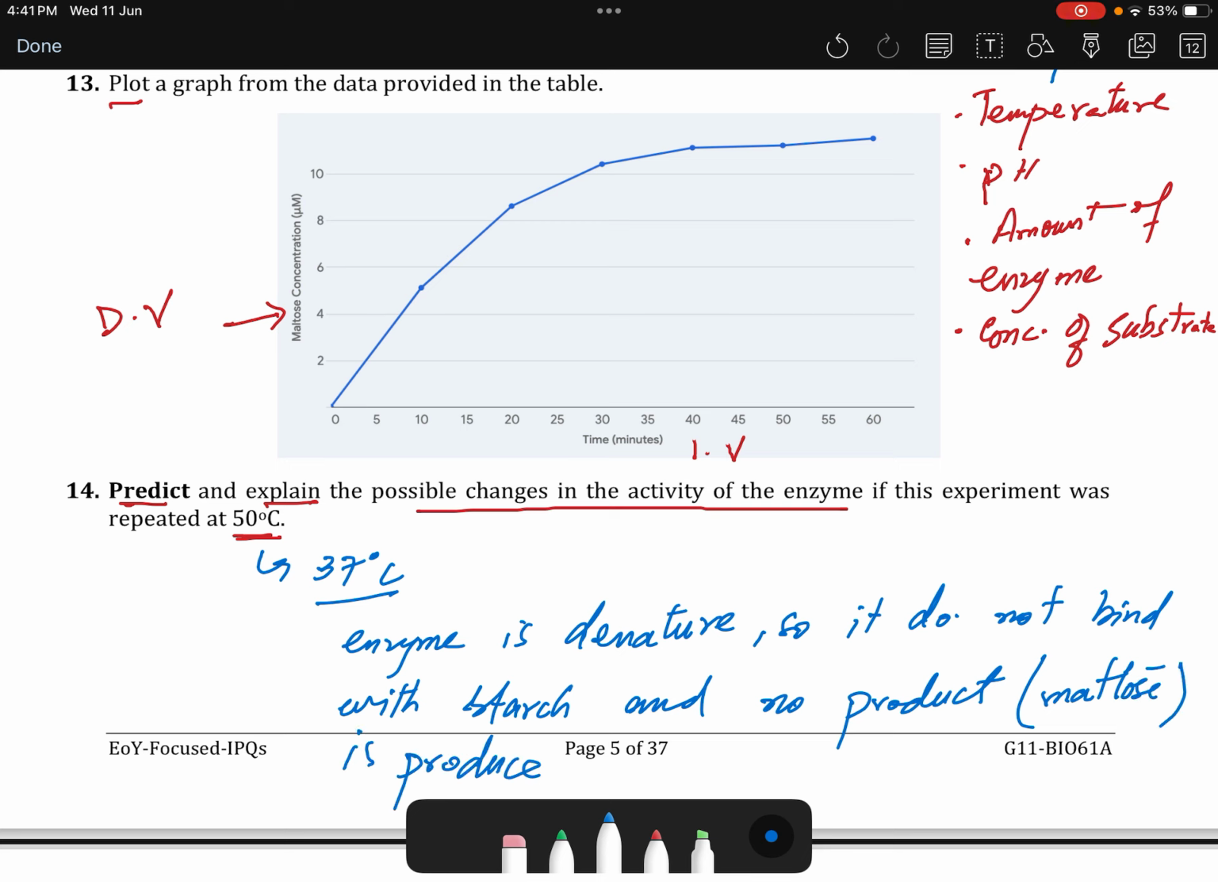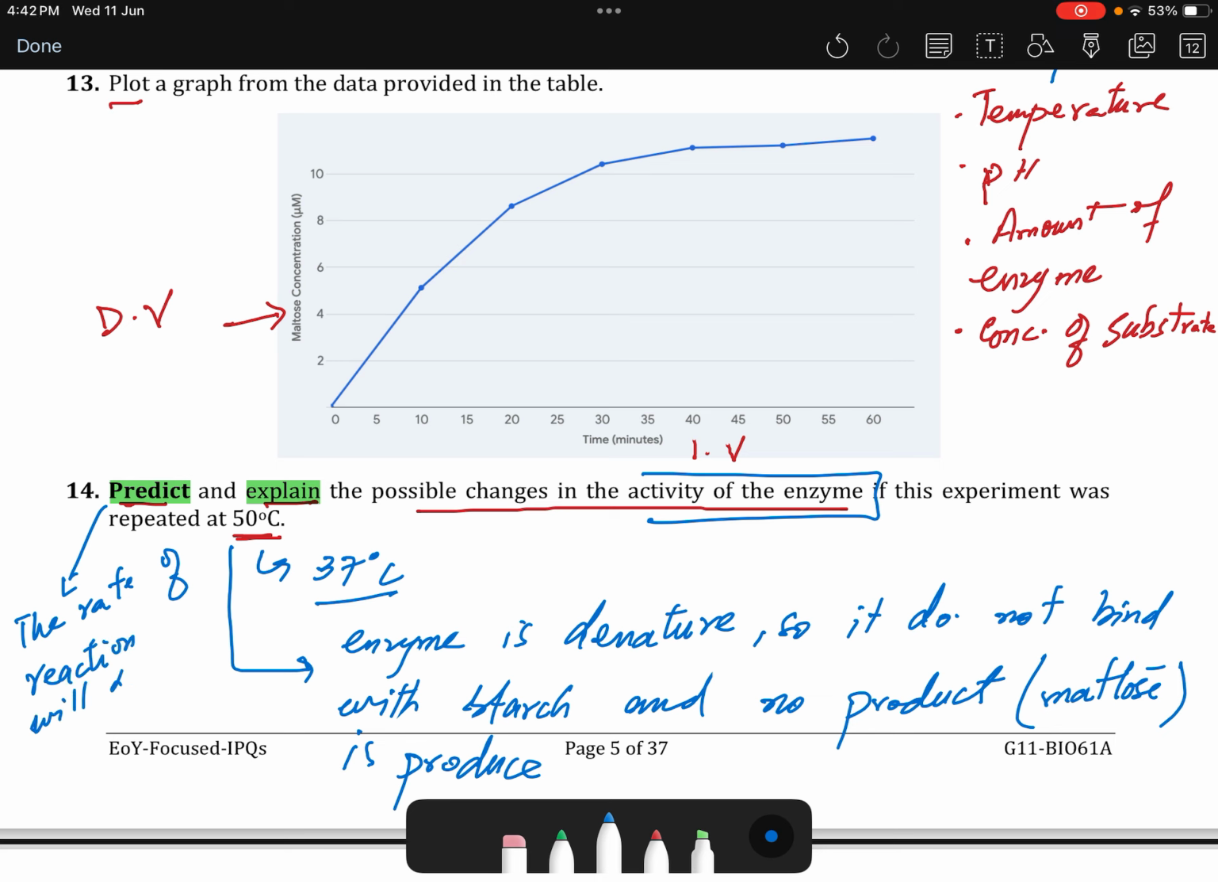But let me guide you one more thing on how to answer. The question has two parts, predict and explain. What we did now was the explanation. And what is the prediction on the activity of the enzyme? The rate of reaction will decrease or become zero. This is the prediction, and here is the explanation of why it will decrease or become zero: because the enzyme has been denatured.